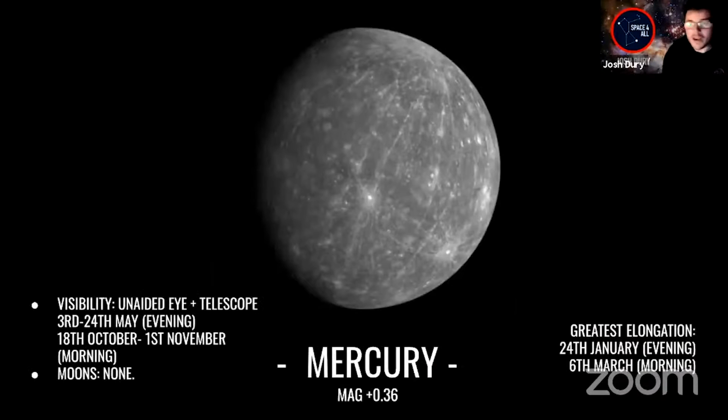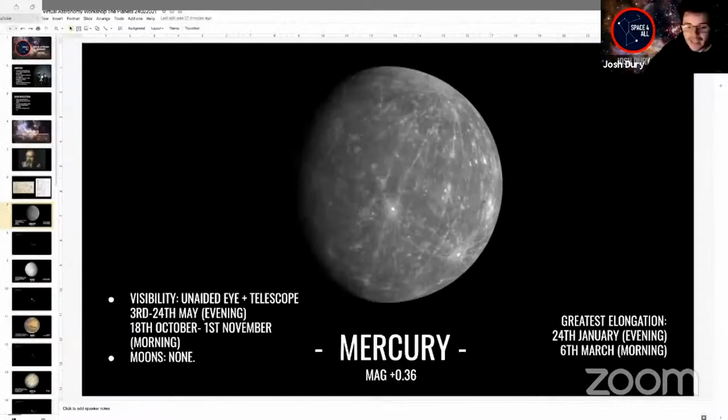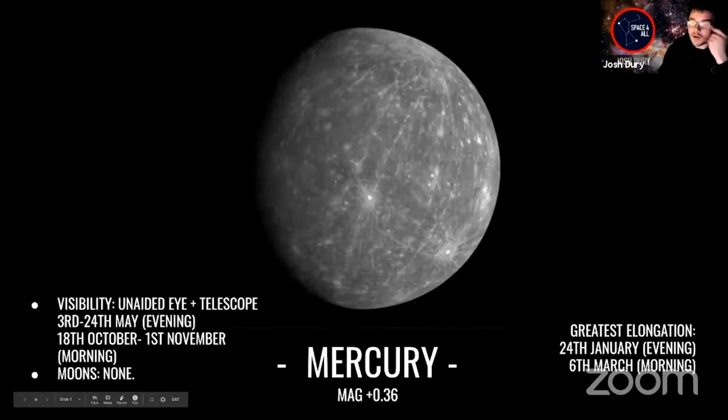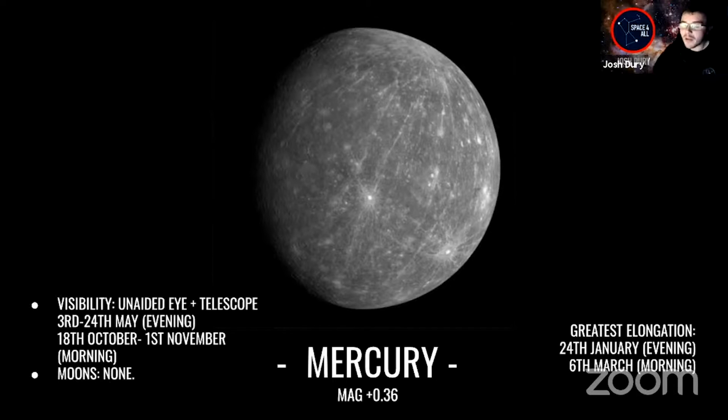Right then. So we will begin with the innermost planet of our solar system. This is the planet Mercury. And just for those who are unaware, the planet Mercury is, of course, the closest planet to our sun, our local star, the sun. And in doing so, this allows astronomers to observe this particular planet either at sunrise or sunset.